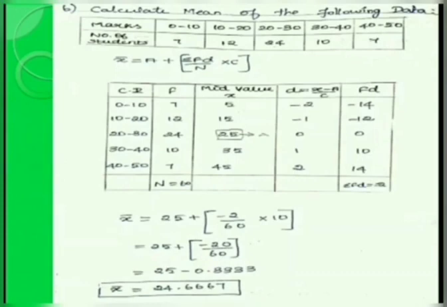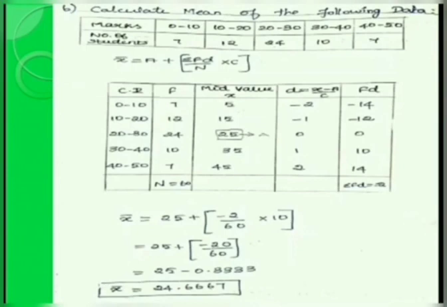In marks, number of students, we have data like intervals 0 to 10, 10 to 20, 20 to 30, 30 to 40 and 40 to 50. If the question is given in intervals, you have to use our continuous data formula: X bar is equal to A plus summation FD divided by N into C.